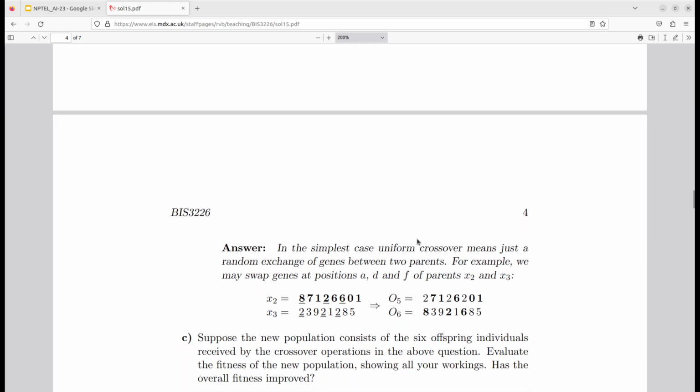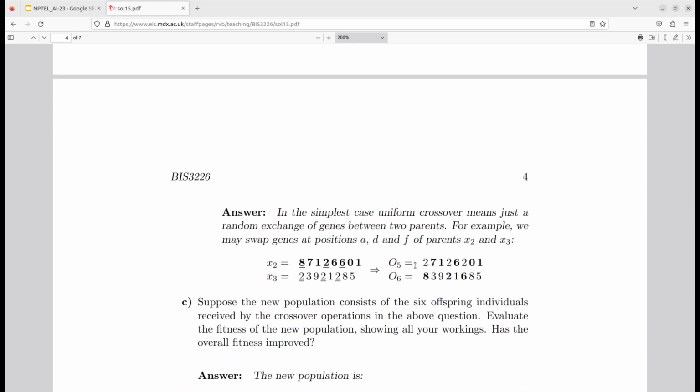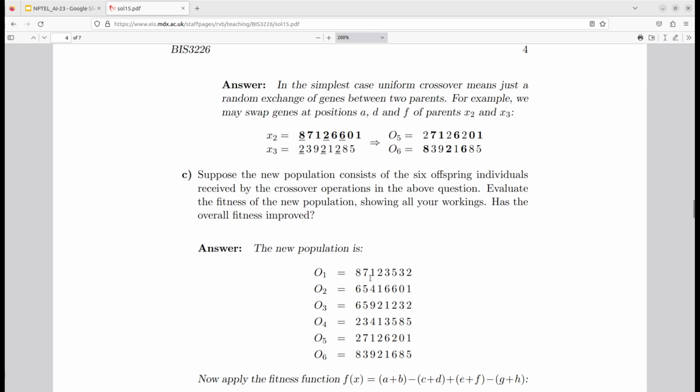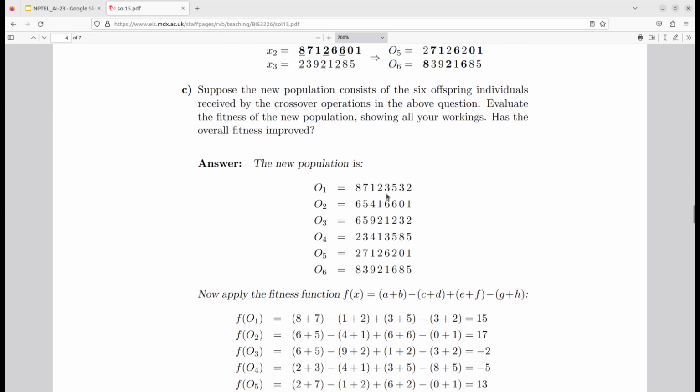Now we'll do mutation. Here mutation is just flipping a bit. We decided to flip these positions. We flipped 8 to 7, we flipped 2 to some other number, and like that we flipped it. Now we'll have this new population. We started with the four individuals, O1 to O4, let's say, and we have offspring now, O5 and O6, right?